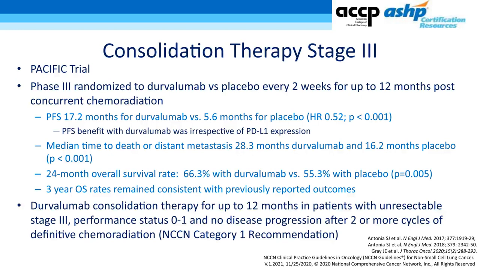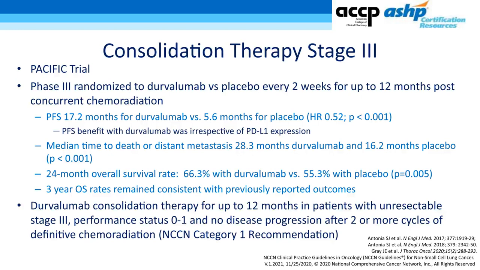Consolidation therapy in the stage 3 setting does play a role, and that was demonstrated in the PACIFIC trial. This was a phase 3 randomized trial looking at durvalumab versus placebo given every 2 weeks for up to 1 year post-concurrent chemoradiation. And as we have talked about before, the improvement in progression-free survival with immunotherapy was observed compared to placebo. And this benefit was irrespective of PD-L1 expression.